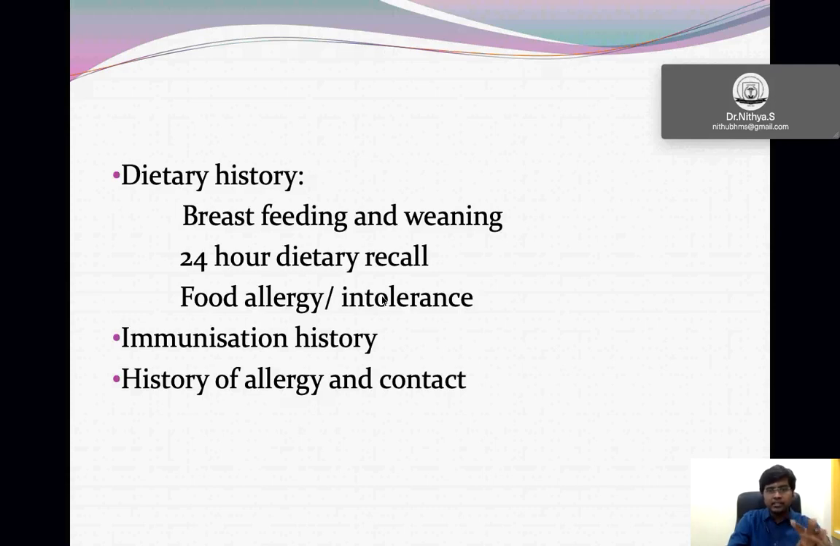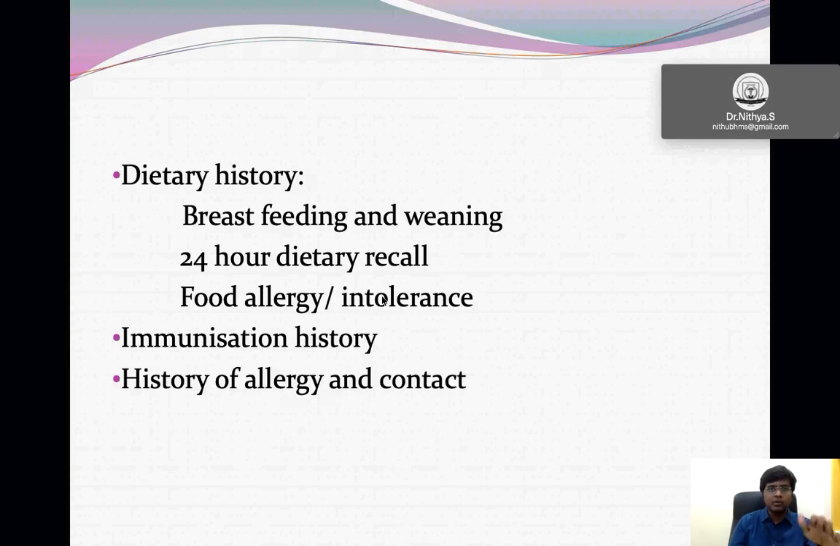So breastfeeding is actually recommended exclusively for about 6 months, and until 2 years if possible. You should also ask about the weaning history or complementary feeds, when they were started and how much they have given. Because whenever a child presents with poor weight gain or failure to thrive, then this dietary pattern is very, very important. 24-hour dietary records.